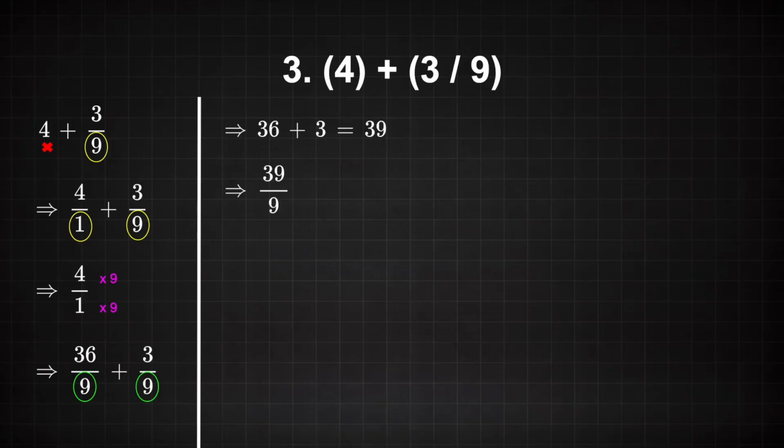But is this our final answer? Not quite. This fraction has not been simplified. Both numerator and denominator are divisible by 3. 39 divided by 3 is equal to 13, and 9 divided by 3 is equal to 3. So our fraction becomes 13 over 3, and this is our final answer.